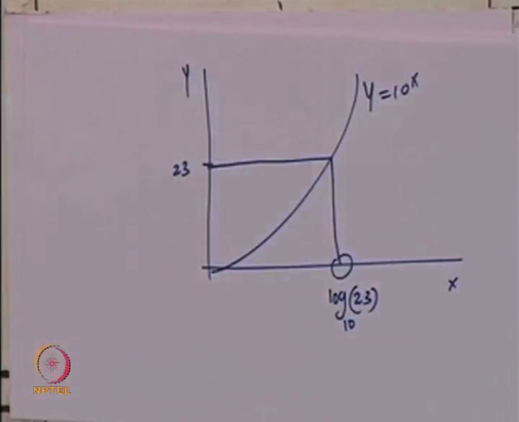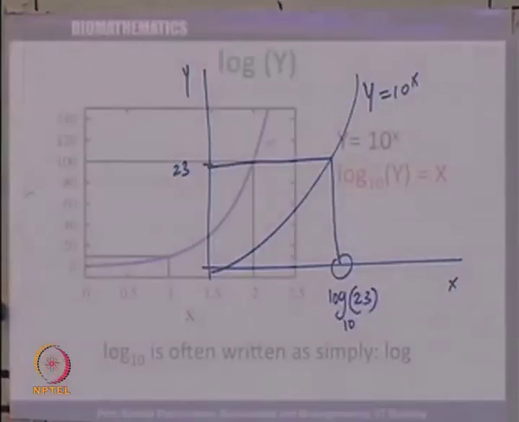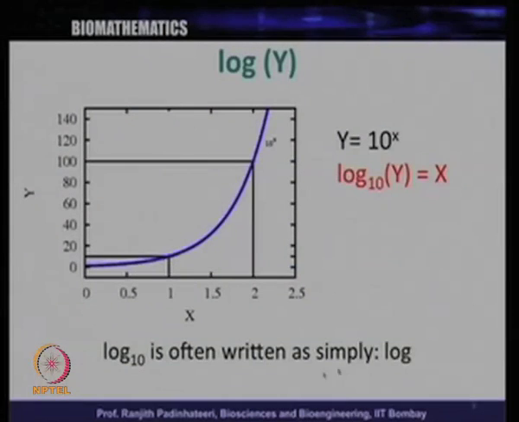log of 23 to the base 10. So, log 10, as it is written in the slide here, is often written as simply log. So, when you see log of something, most often it is log to the base 10. That is, you are calculating what is the x value corresponding to the y value if you take this 10 power x curve as a base curve and then draw such lines. This is what logarithm gives.